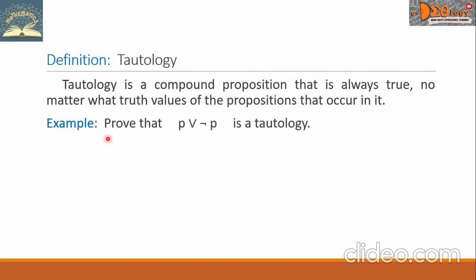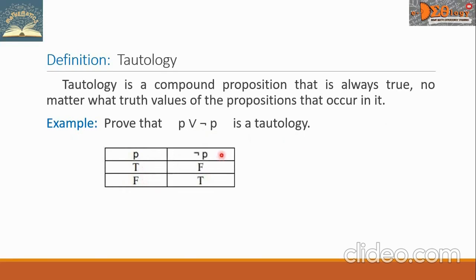Let's see this example. Prove that P or not P is a tautology. Let us write the column for P, and the possible truth values are true and false. For not P, we negate the values of P. T becomes F, F becomes T. Now, P or not P. Remember that the OR operation is always true for at least one true in the propositions involved.